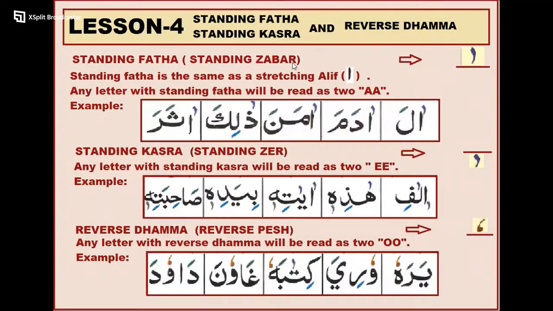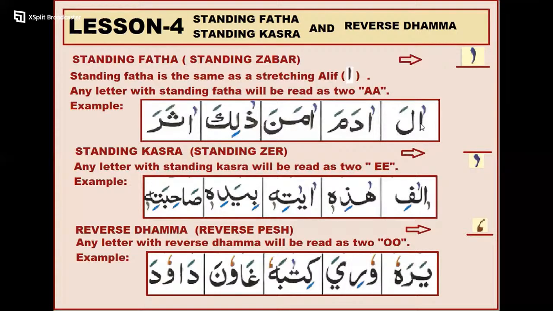Today we are practicing lesson 4, where we will practice standing fatha, standing kasra, and reverse dhamma. Standing fatha is also known as standing zabar, and we always see standing fatha on top of the letter. Standing fatha is the same as stretching alif. Any letter with standing fatha will be read as two a. So when we see standing fatha on top of any letter, we stretch the sound a.